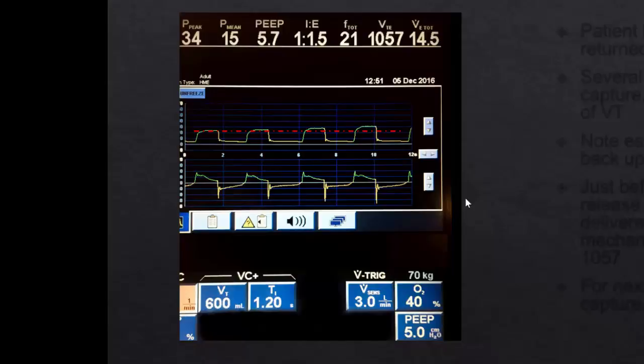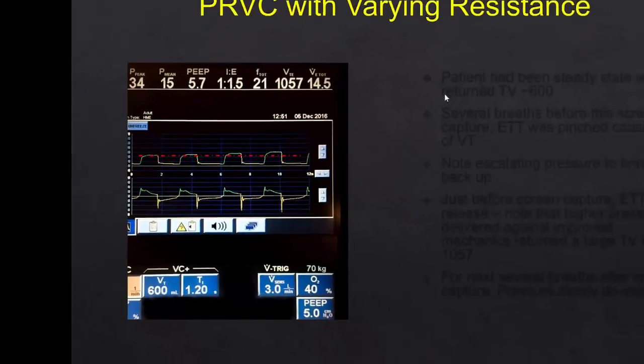Why this is all very interesting. There's no chance the patient will get insufficient flow, which is a reason for dyssynchrony. I'll show you some of that. But I'm also going to show you what happens if the resistance changes, what will happen to the ventilator.